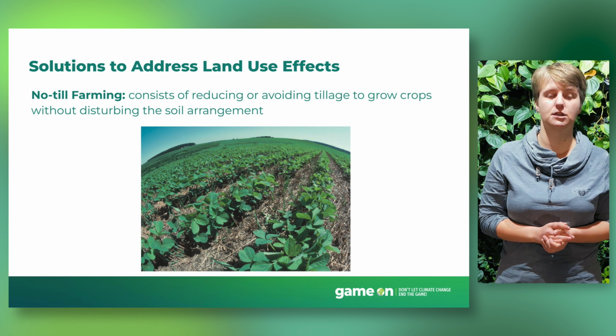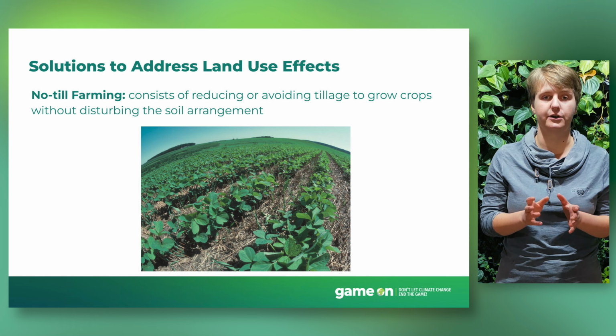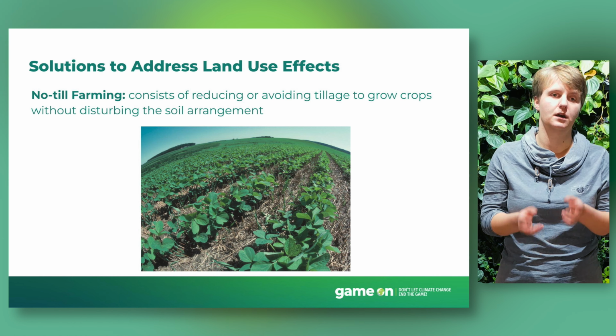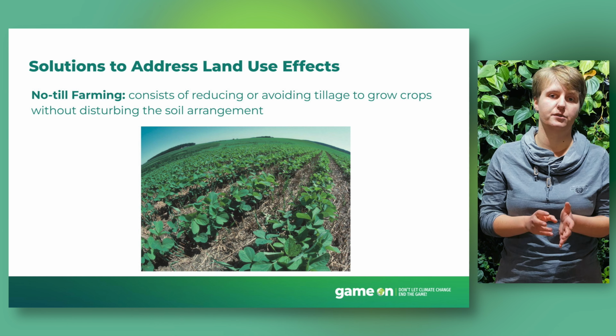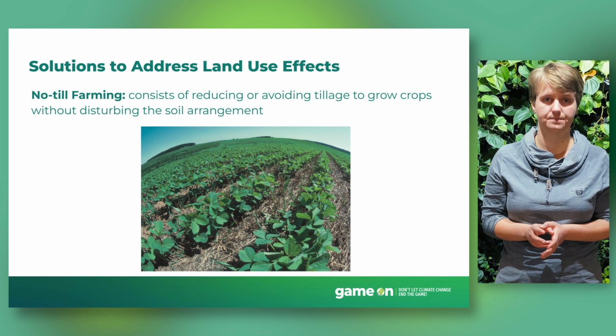Yet another option is no-till farming. No-till farming addresses the reduction or avoidance of tillage to grow crops without disturbing the soil arrangement. No-till farming goes together with using cover crops. It is beneficial for soil structure and nutrient cycling.